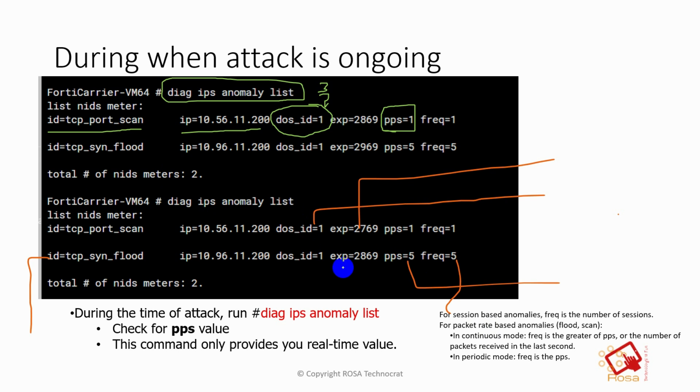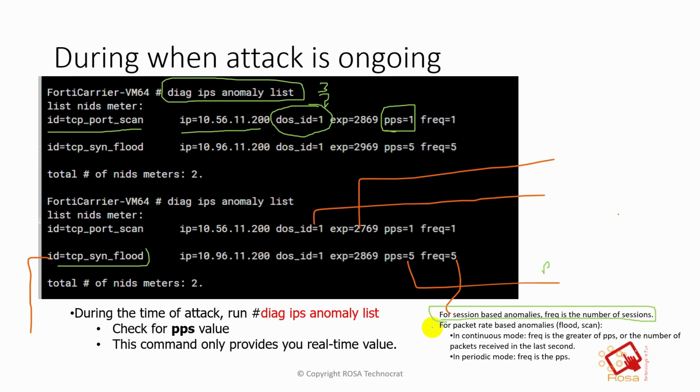So here you see, if the attack is like a flood, these are in packets per second. PPS is packets per second. But wherever the attack is session based, the frequency is the number of sessions. So for session based anomalies, frequency is the number of sessions.